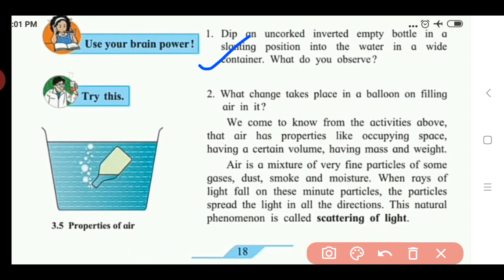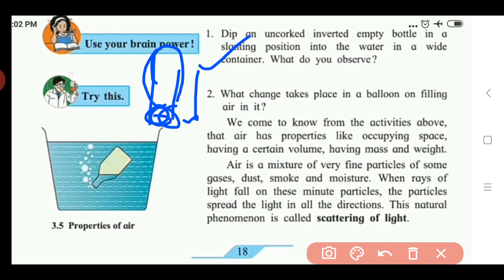Inverted means this condition. Okay. If this is a bottle, in that condition. If this is a bottle and this is the open mouth of this bottle, in that inverted position, dip this bottle into the water or in a wide container which contains water. Okay, so what do you observe?